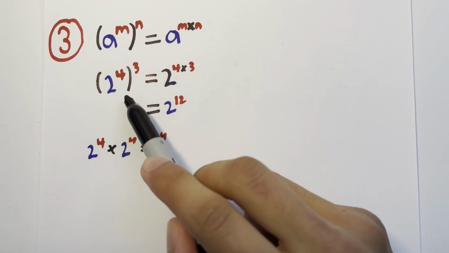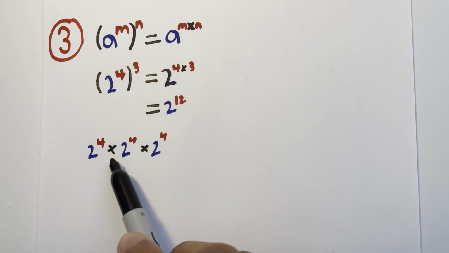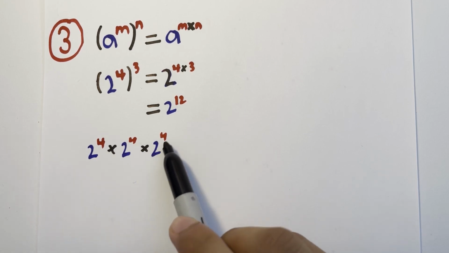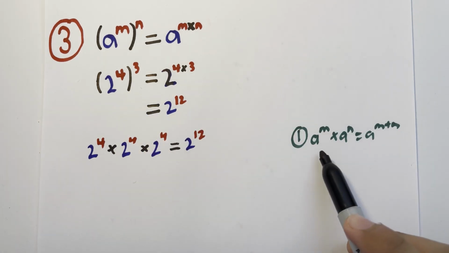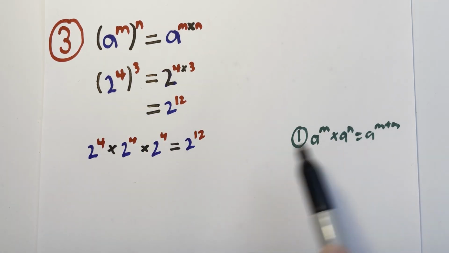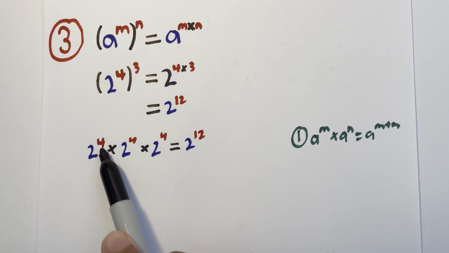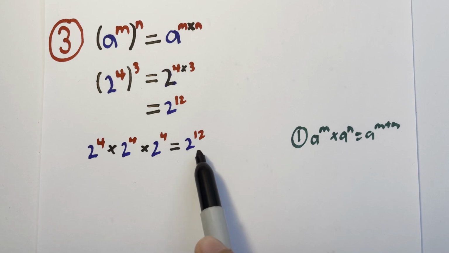We can show that this is true by rewriting 2 to the power of 4 cubed as 2 to the power of 4 times 2 to the power of 4 times 2 to the power of 4. We write this 3 times because it's raised to the power of 3. Thinking back to our first rule, when we multiply powers which have the same base, we add them together. So here, we just add up the powers 4, 4, and 4, so we end up with 2 to the power of 12 as our answer.